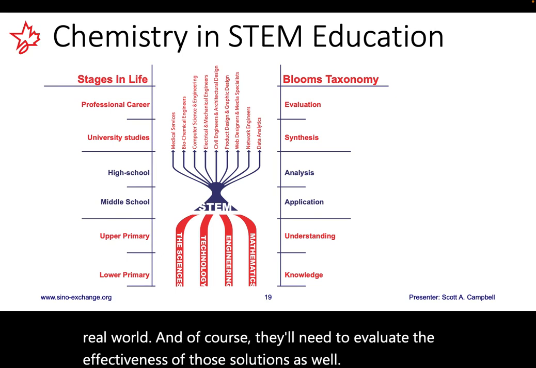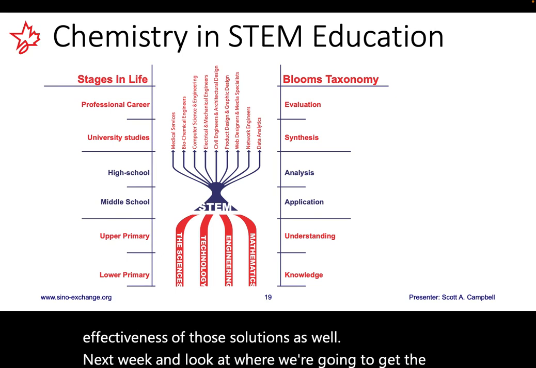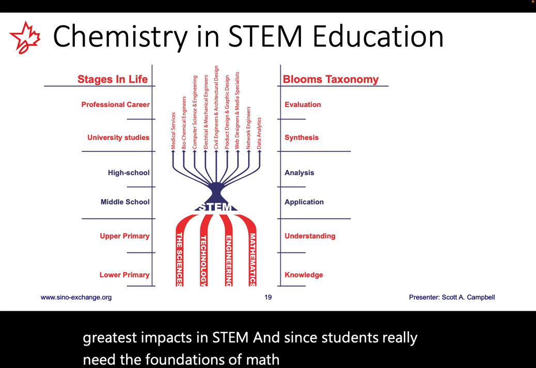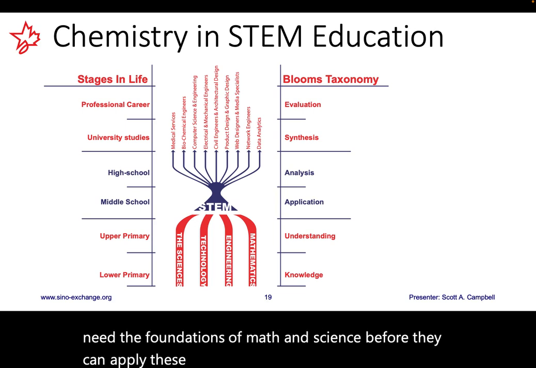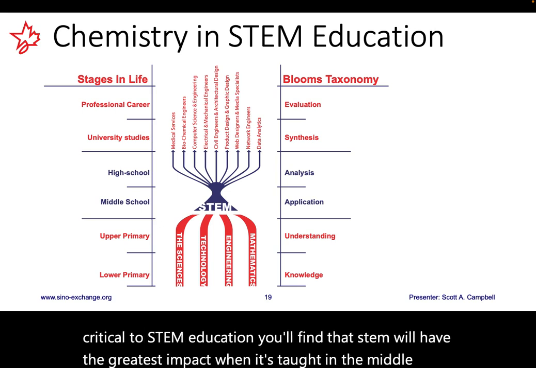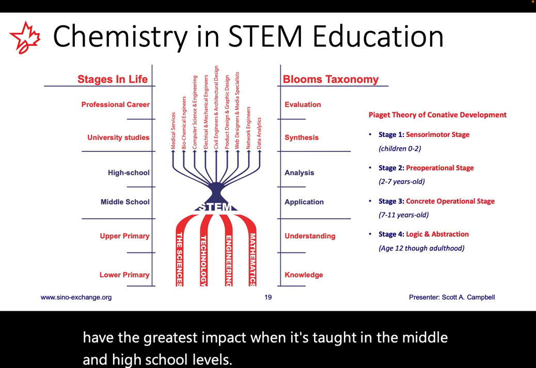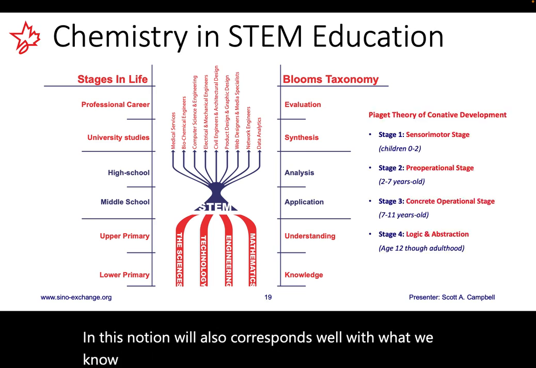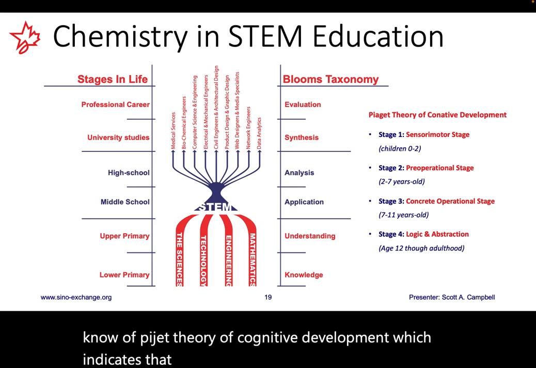Next, we can look at where we're going to get the greatest impacts in STEM. And since students really need the foundations in math and science before they can apply these concepts, and critical thinking skills are critical to STEM education, you'll find that STEM will have the greatest impact when it's taught in the middle and high school levels. And this notion also corresponds well with what we know of Piaget's theory of cognitive development, which indicates that logic and abstraction only really starts at age 12 and continues all the way through adulthood.